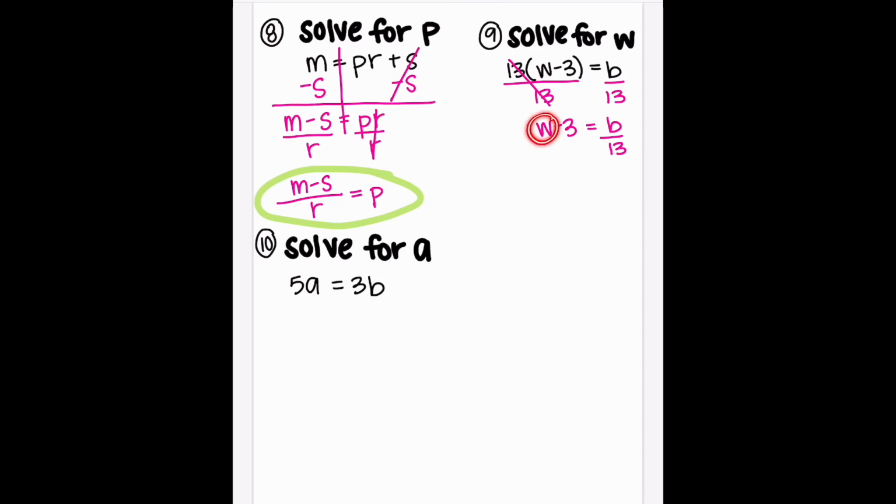Finally, if we're trying to get w by itself, we need to move this 3 to the other side. To move that 3, we have to add it to both sides. It'll cancel over here, so we have w equals, and notice that we can't combine b over 13 and the plus 3. They will just stay separate. So w equals b over 13 plus 3.